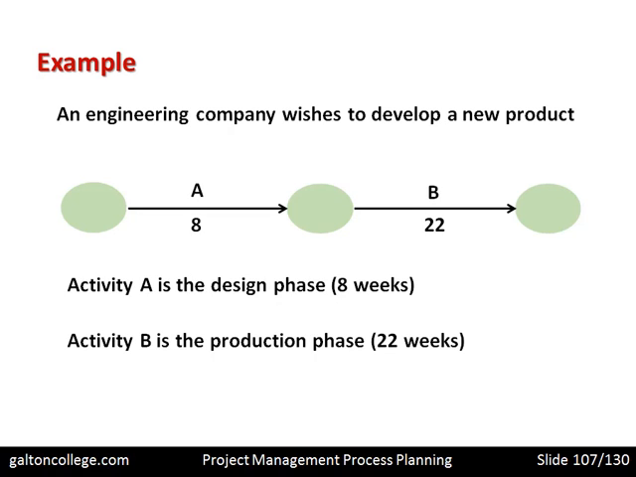So an example, an engineering company wishes to develop a new product. Activity A is the design phase, which is 8 weeks. So it starts with the node, which is at the end point, and it moves to the next, to the end of the design phase, 8 weeks. So that's activity A. Activity A is 8 weeks. Activity B is 22 weeks. And that moves from the middle node to the final node. Very simple. Except, as I said, critical path analysis is doing a much more sophisticated job.